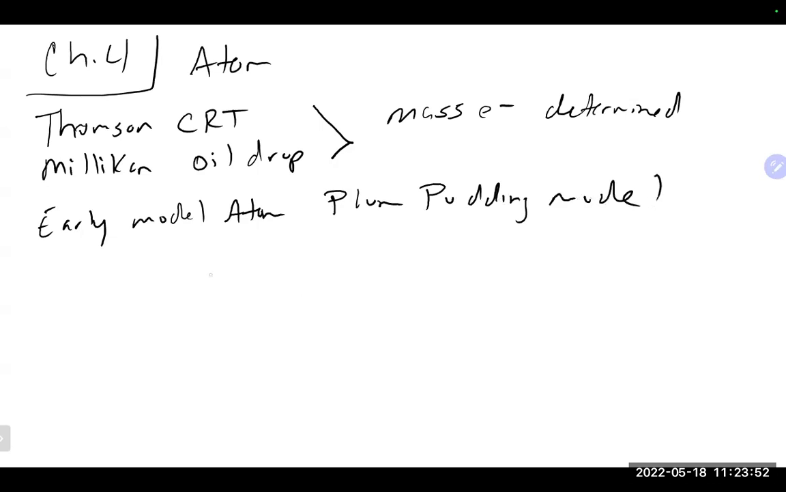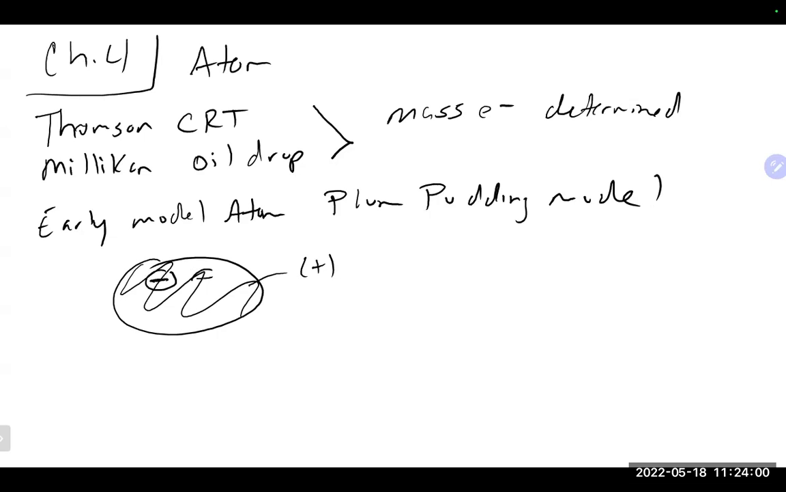And that was a model where basically we had positive charge kind of spread out through the sphere. We had electrons that were embedded inside. And it was believed that most of the mass of the atom was made up of the electrons. Also before this, right, we had our good friend Dalton and his atomic theory, right?